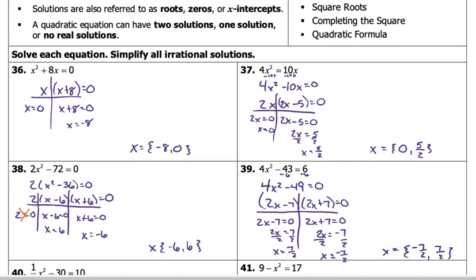And then in 39, the key point here was the first step was, again, it has to be equal to 0. So I'd subtract the 6. What I do to one side, I do to the other. And then I would see that I have 4x squared minus 49. Again, that's the difference of squares. The square root of 4 is 2, and the square root of 49 is 7. So we would set those up, set them both equal to 0, solve for x, and our solution set would be negative 7/2 and positive 7/2.